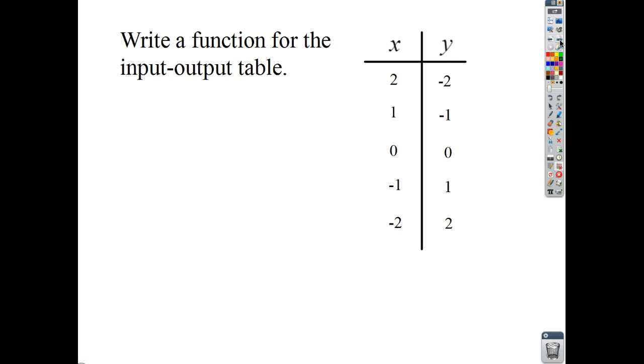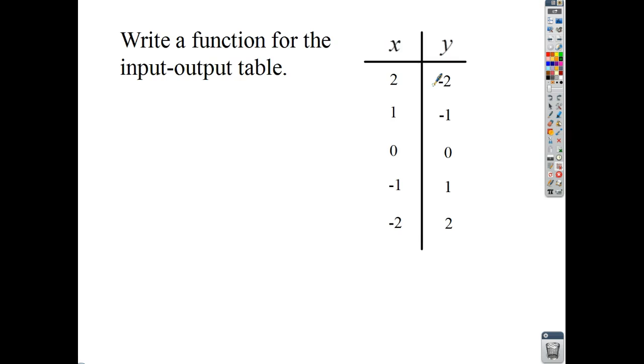Go ahead, try this one. All right, so I'll take a look. 2 to negative 2, that goes down 4, right? 1 to negative 1, that doesn't go down 4. All right, so that doesn't work. So this is going from 2 to negative 2. I tried subtracting or adding a negative. That didn't work. Let's try multiplying.